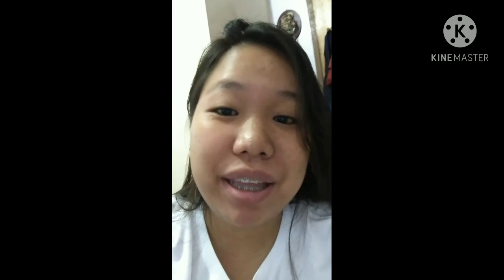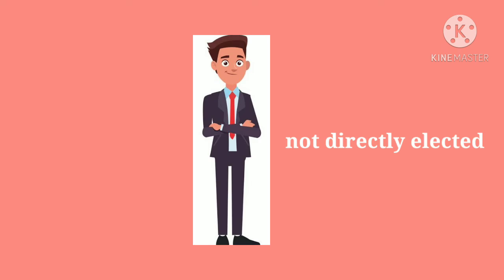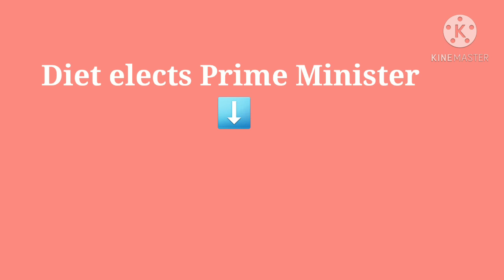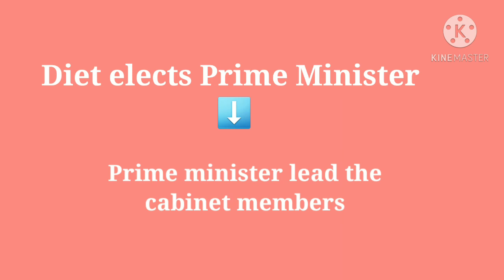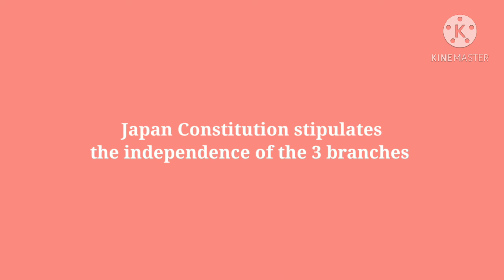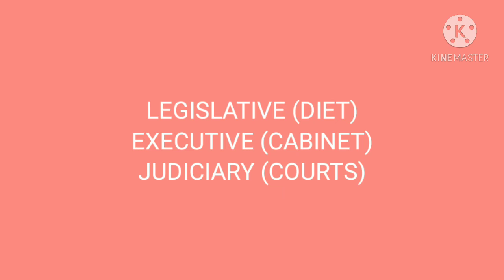Japan has a parliamentary system of government. Japan does not elect its president directly. Diet members elect the prime minister among themselves. The prime minister is the one who forms and leads the cabinet members. The Japanese Constitution stipulates the independence of the 3 branches of the government. The legislative pertains to the Diet, the executive to the cabinet, and the judicial to the courts.